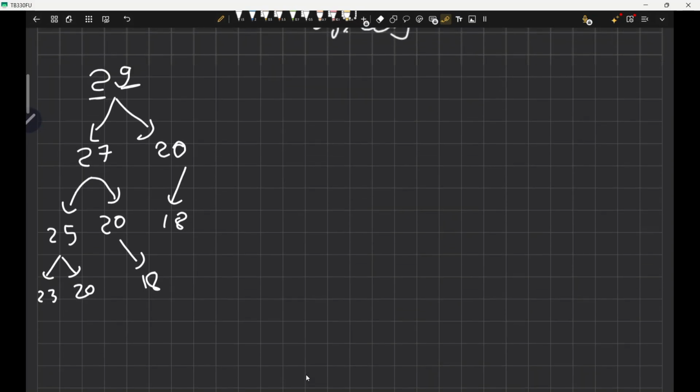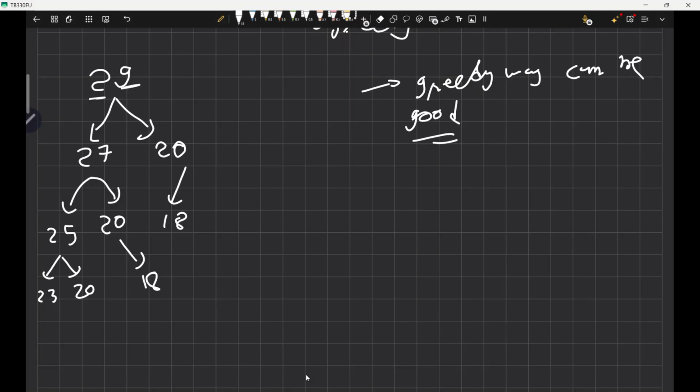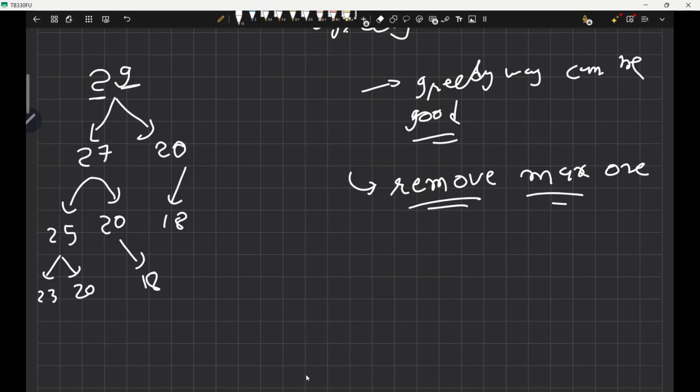Or let's say you just did not take this test case and just think that, oh, greedy way can be good. What is the greedy way? You will just remove the max one. Oh, sorry, this was not the case. If the question has asked the minimum steps to reduce the number to 0, then there will be some greedy way you can think of. But after you take some test case, you will find that this greedy way is not correct. So that's how you have to think.